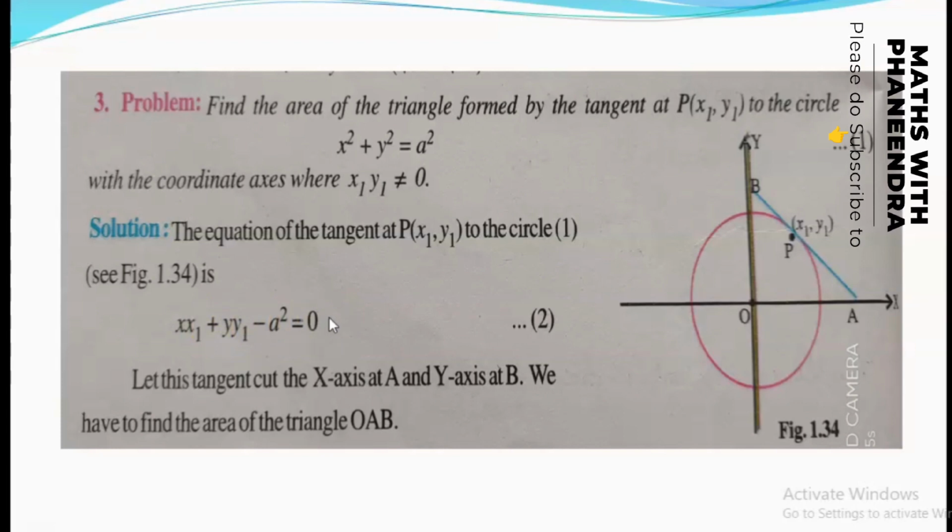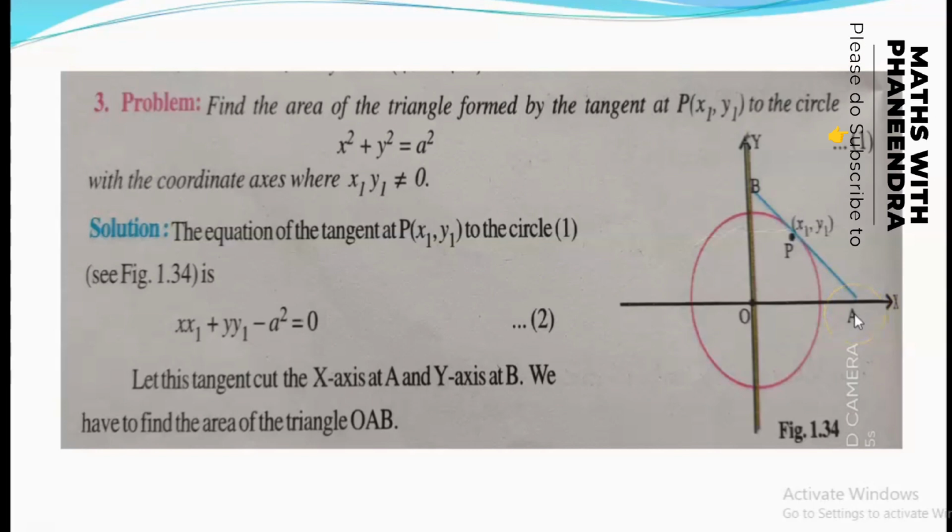This is the tangent equation. Observe in the diagram, this is AB, the tangent at the point (x1, y1). They are asking to calculate the area formed by this tangent with the coordinate axes. For this line, I am calculating the x-intercept OA and the y-intercept OB. OA is the x-intercept length, small a. So this line cuts the x-axis at point A.